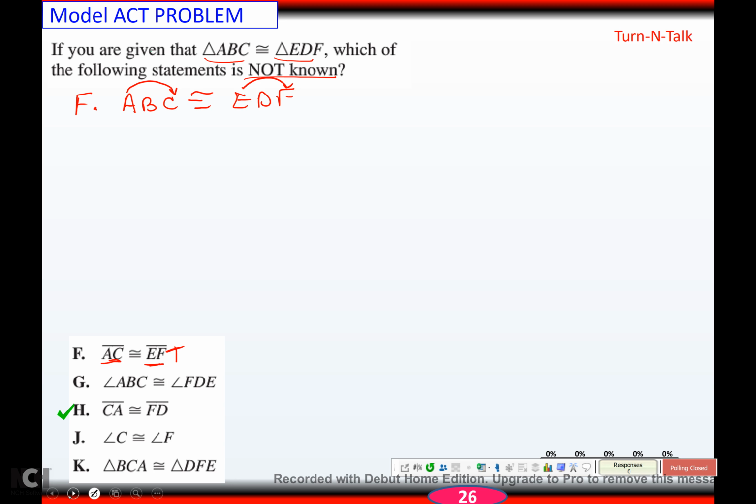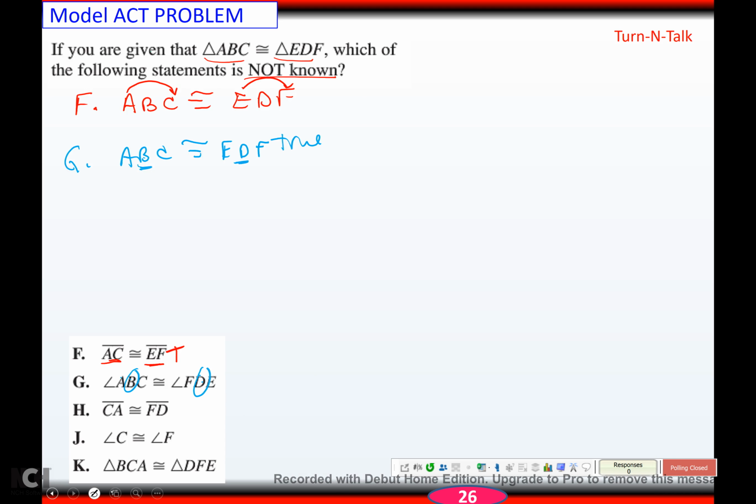Okay, for G, let me write it again. ABC congruent to EDF. This says angle ABC, that's in the middle, is congruent to angle FDE. D is in the middle, so that's true. They're in the same position, so I know those two angles are equal.